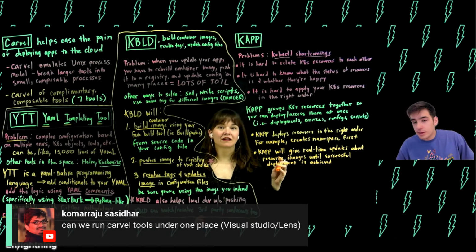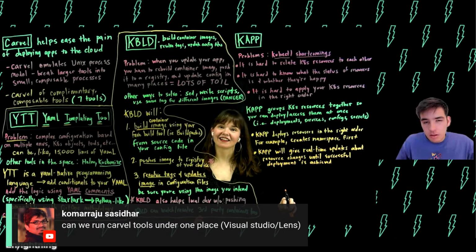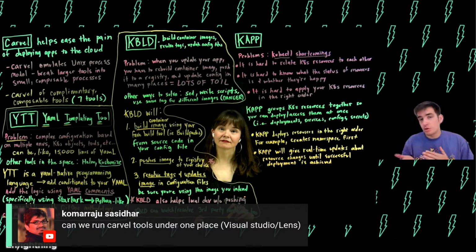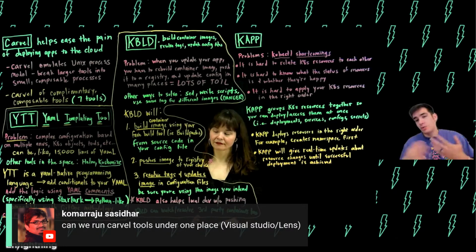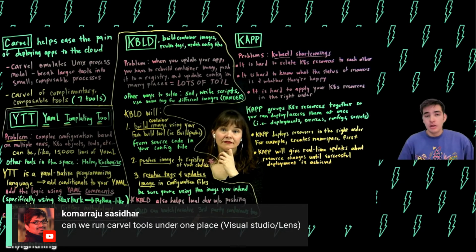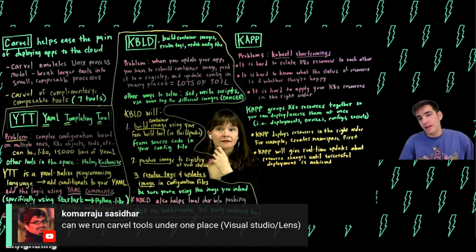Kormanju has another question. Can we run the Carvel tools under one place, such as Visual Studio or Lens? Yes. So we talked about how there's 7 Carvel tools that we list right now. 5 of them are command line tools, and 2 of them are Kubernetes controllers. So the Kubernetes controllers you actuate using Kubernetes objects or resources that you put into the API. So those ones you would use like your Git repo or your command line to talk to them.